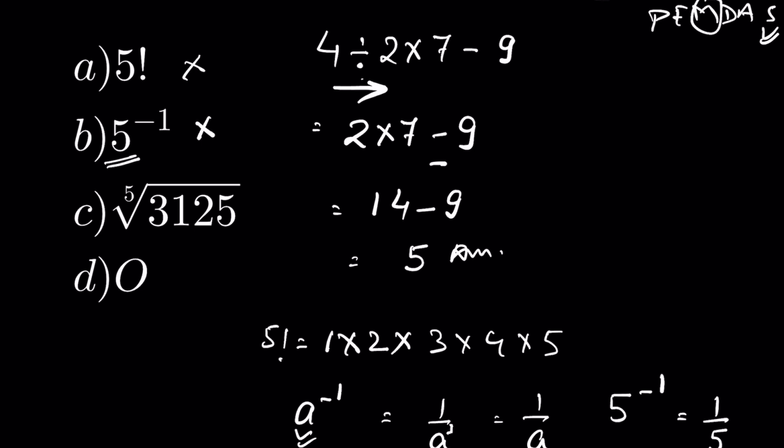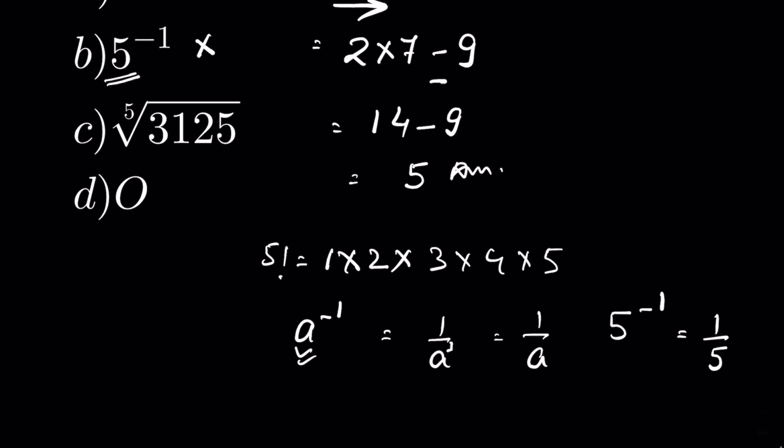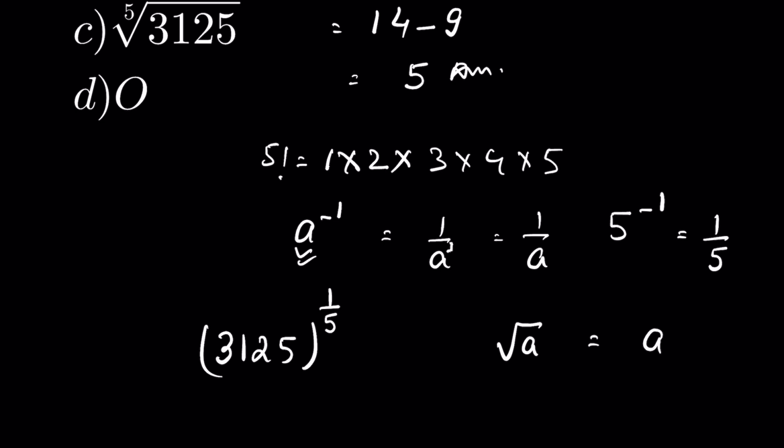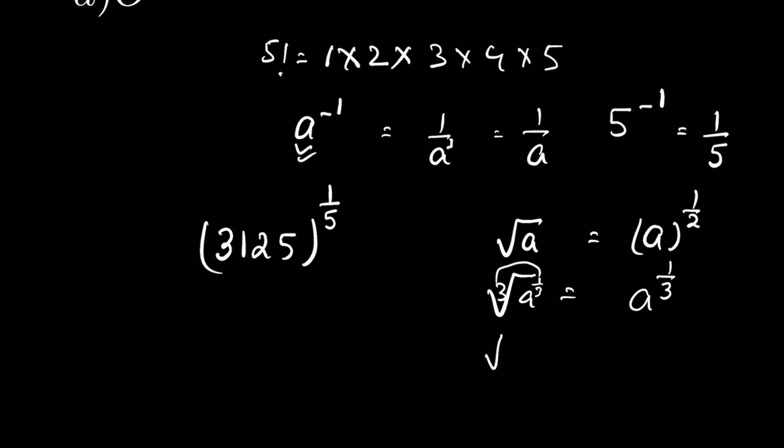Now 3125 under fifth root. What does this fifth root mean? Fifth root means 3125 is raised to the power of 1 upon 5. Square root means A is raised to the power of 1 upon 2. Cube root means A is raised to the power of 1 upon 3. This 3 becomes the denominator in the exponent. So it is 1 upon 3. Fourth root of A means A is raised to the power of 1 upon 4, and fifth root of A will mean A is raised to the power of 1 upon 5.